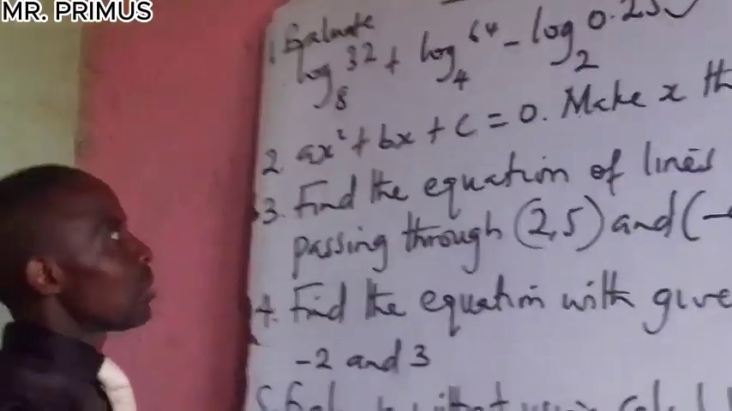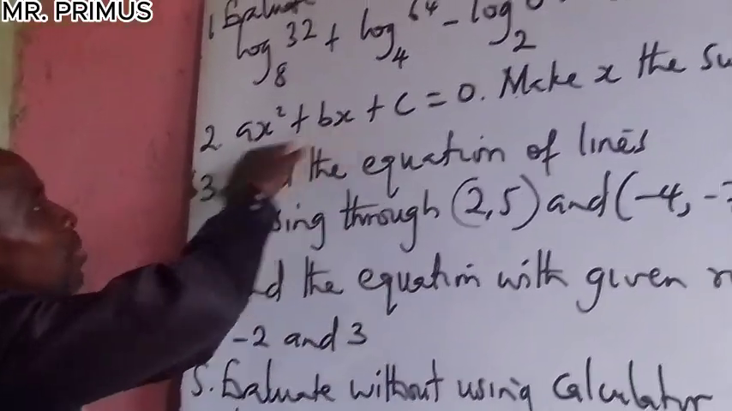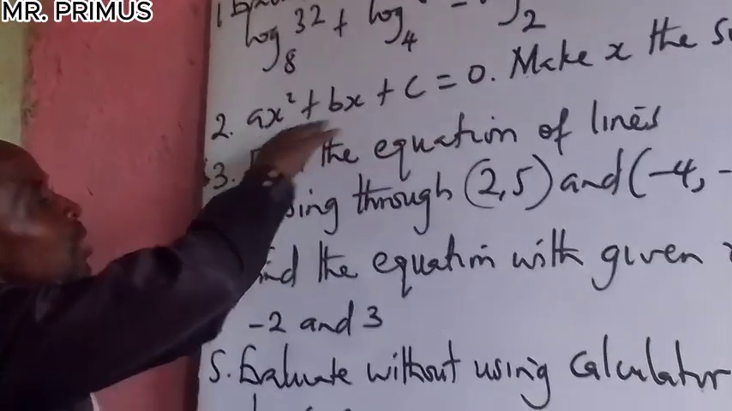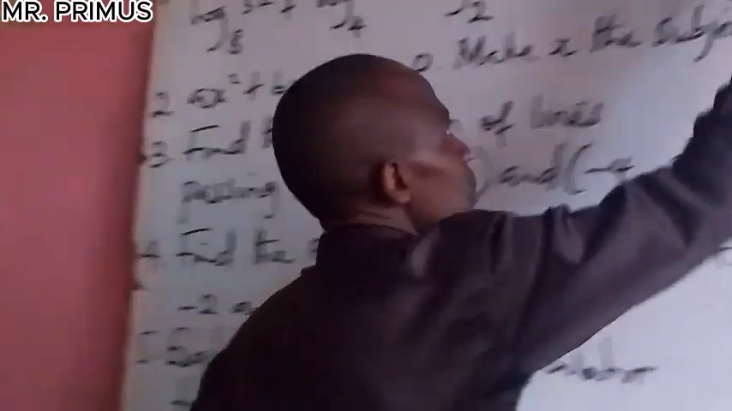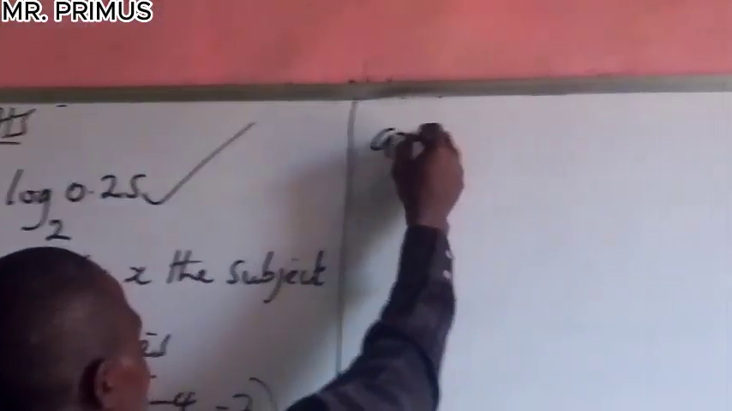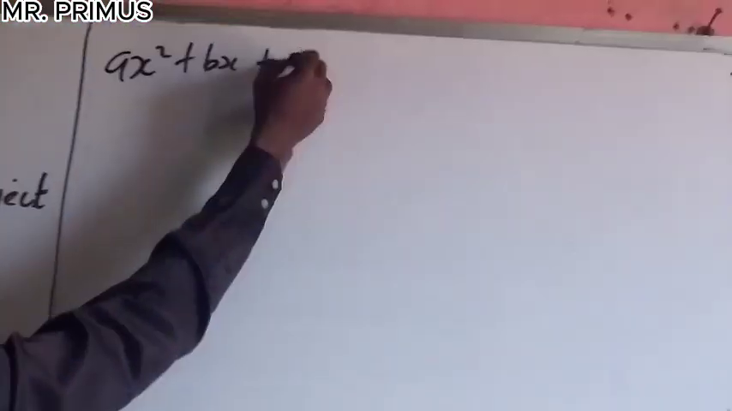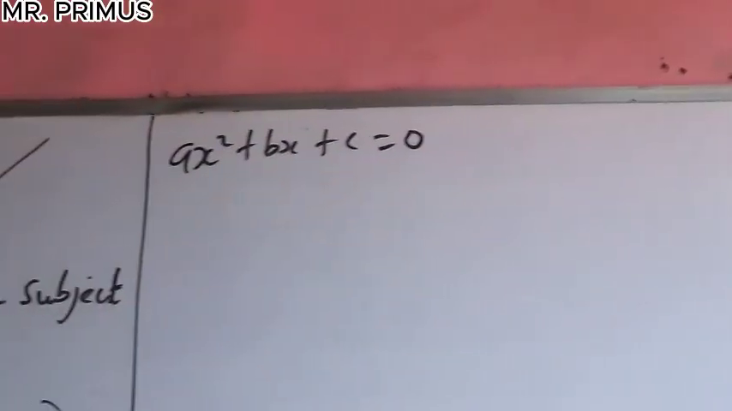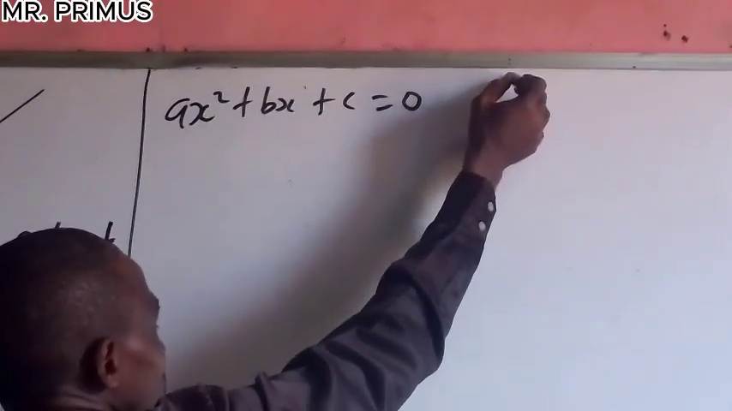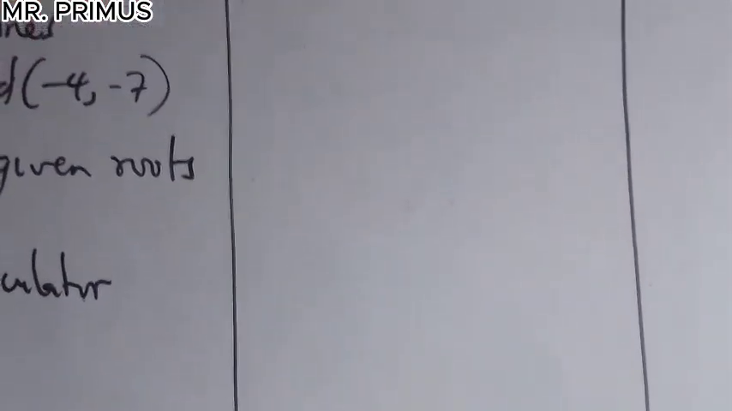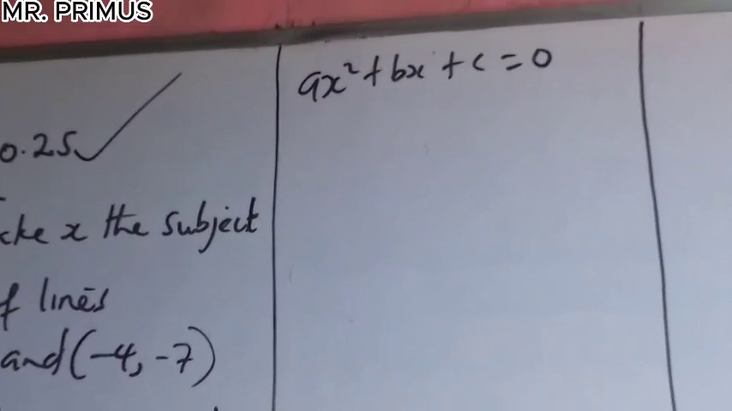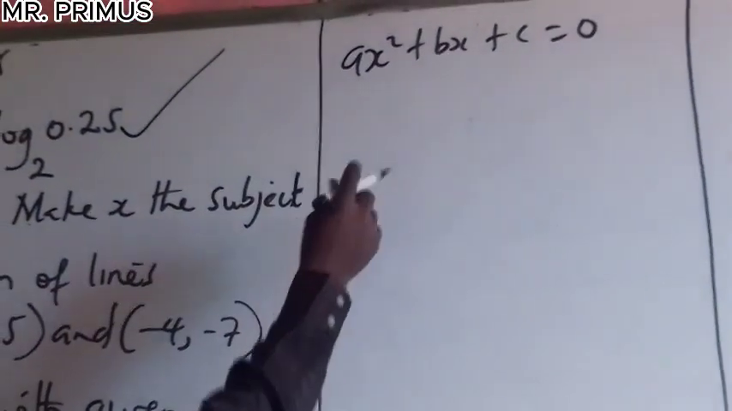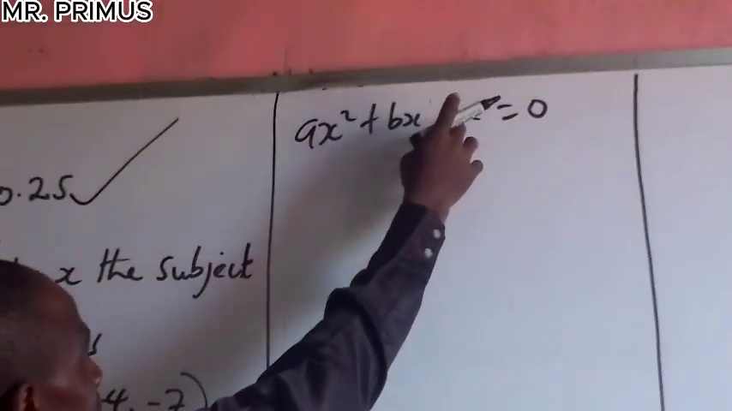So ax squared. We can only make x the subject by using the completing the square method. This is change of subject of formula. So we say ax squared plus bx plus c equals 0. Let me divide the board into two parts so that we can manage it like this. We can still do it and cut short, but I would like to do it the way it should be. The first thing, let's move this c.